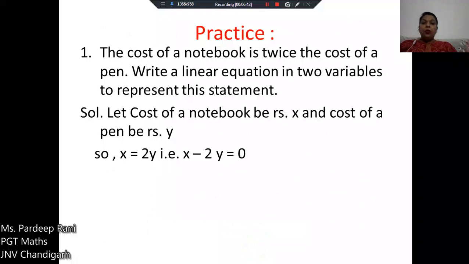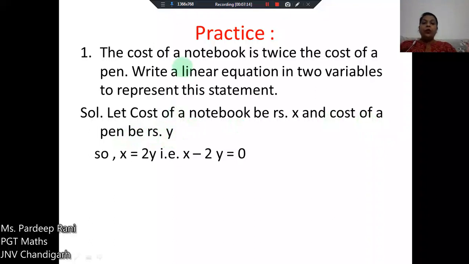There is a practice question for you. The cost of a notebook is twice the cost of a pen. Write a linear equation in two variables to represent this statement. Now we are unknown of the cost of a notebook as well as the cost of a pen. So firstly we will have to assume these two quantities. Let us assume the cost of a notebook be rupees x and the cost of a pen be rupees y.